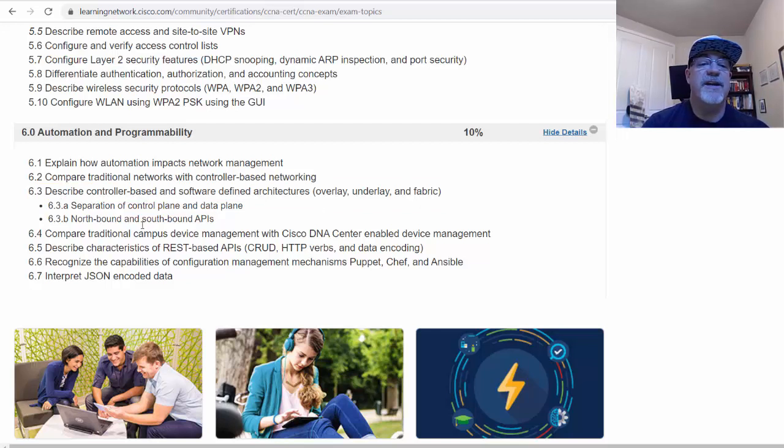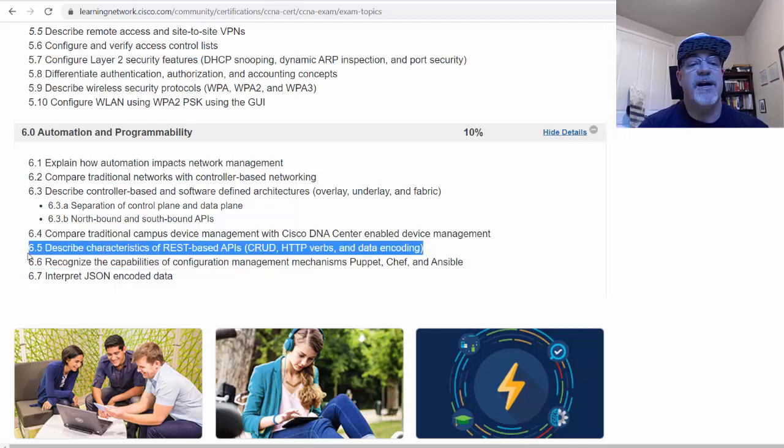Describe controller-based, software-defined architectures. Separation of the control plane and the data plane, northbound and southbound APIs. Compare traditional campus device management with Cisco DNA Center. So you need to know about Cisco DNA Center on the new CCNA. The characteristics of REST-based APIs, CRUD, HTTP verbs, and data encoding. So how REST-based APIs work to automate the configuring of routers and switches, network devices using web calls and APIs.